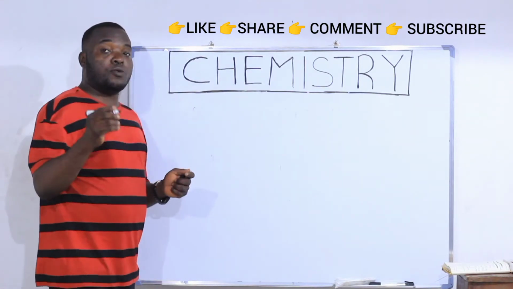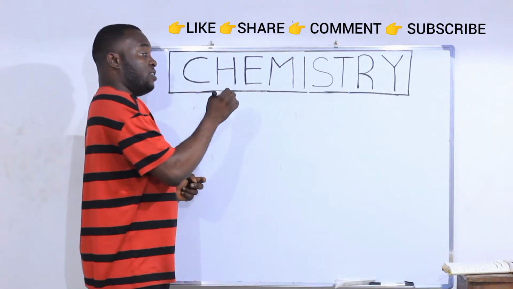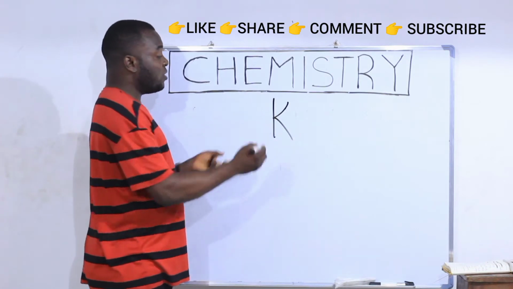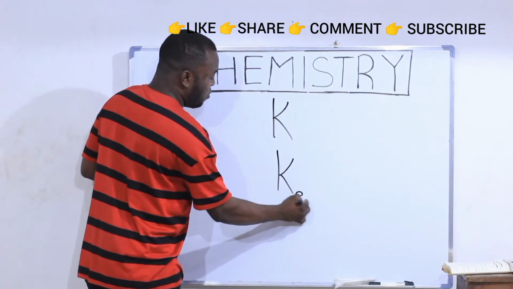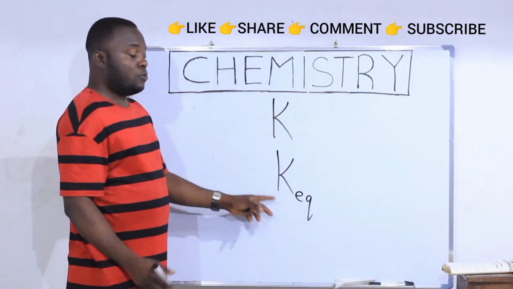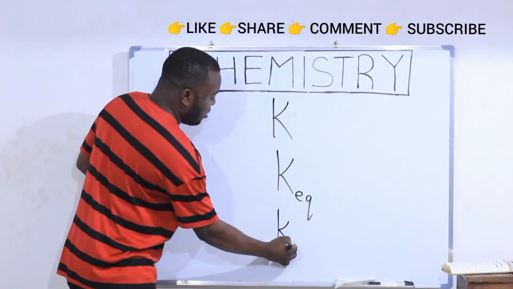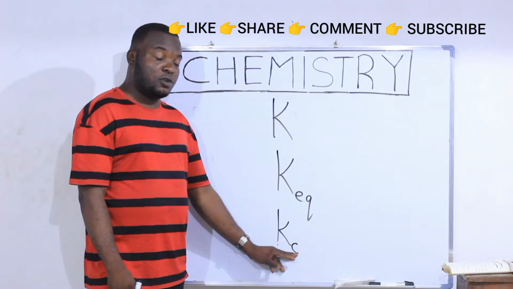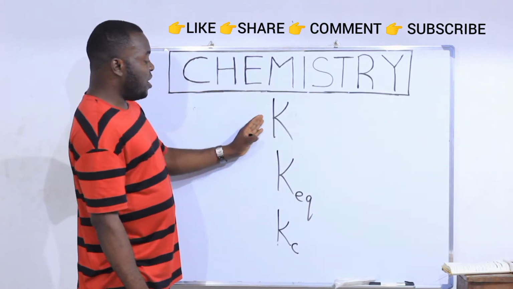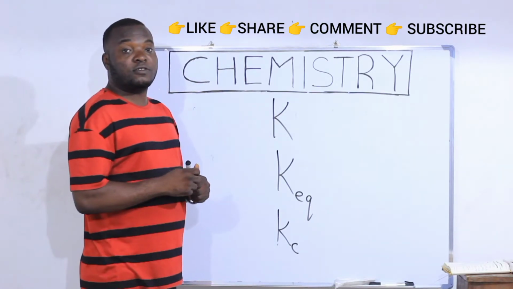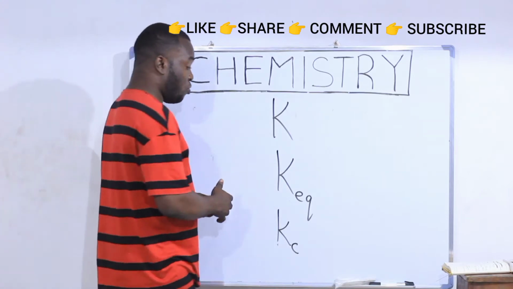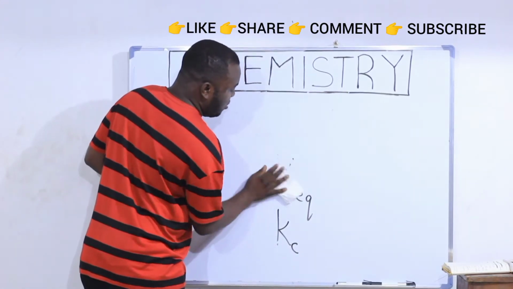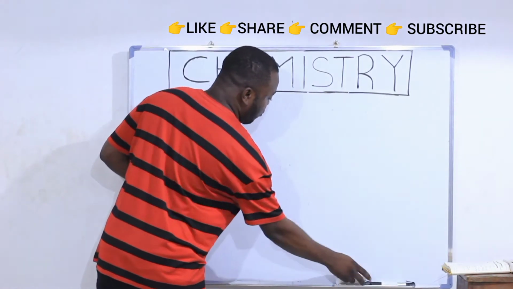Now note this, the equilibrium constant has the symbol K. You can call it KEQ. You can also call it KC. That is equilibrium constant with respect to concentration. Any of these can be used to replace equilibrium constant symbol. Now let's see what the law of mass action is saying.